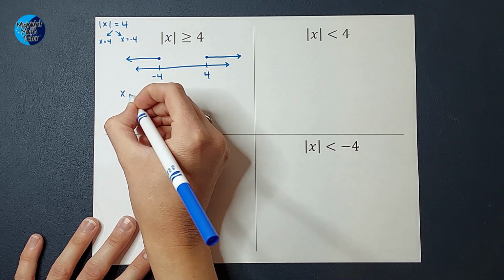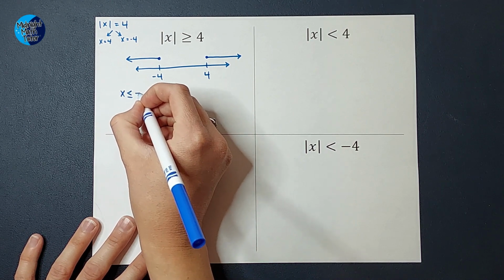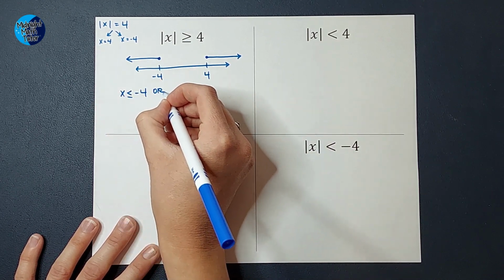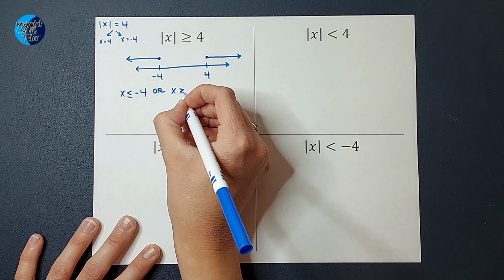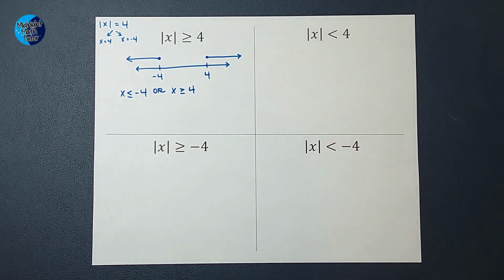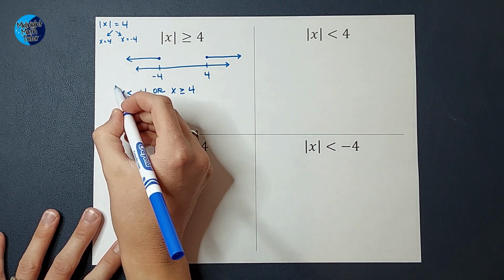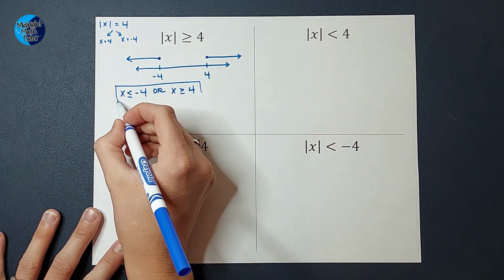So x can be any number less than or equal to -4, right? That represents this. Or x can be any number greater than or equal to 4, right? If I were to plug in any numbers that are represented by that, it would make this inequality true.